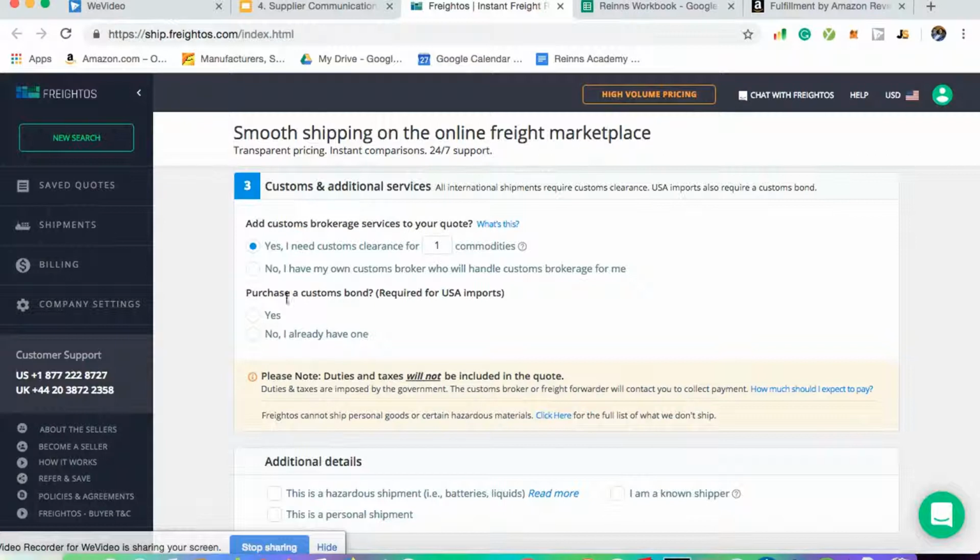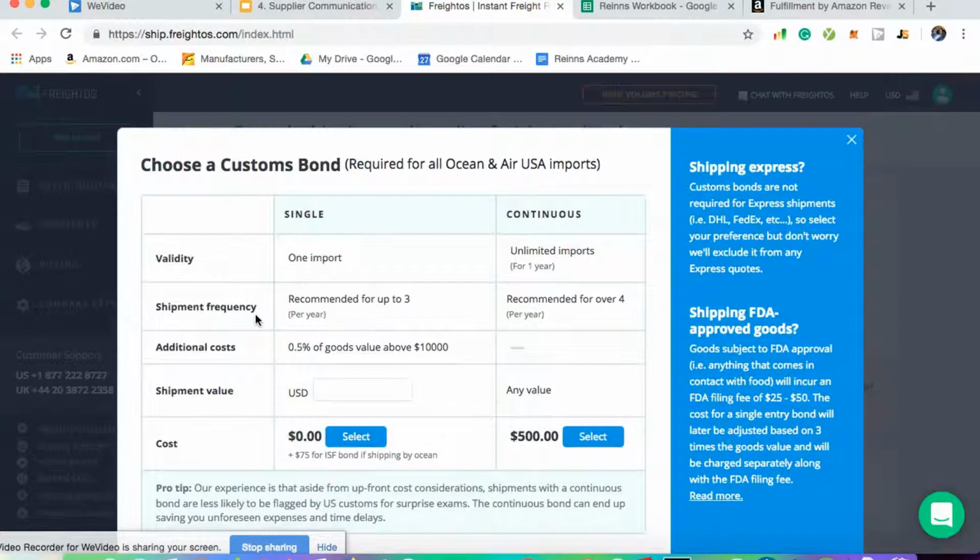Now here, purchase a customs bond. Of course, it is required for USA imports and all that, so this is something you can't escape. You have to select yes, and then they'll bring you a window where you decide if you have the money to buy it annually, or just as a single entry. You can have it set up annually, which will cover your 12-month shipments, whichever shipments you'll be doing every year. Personally, I have an annual bond, so you will always have already paid for all of your shipments for that year.